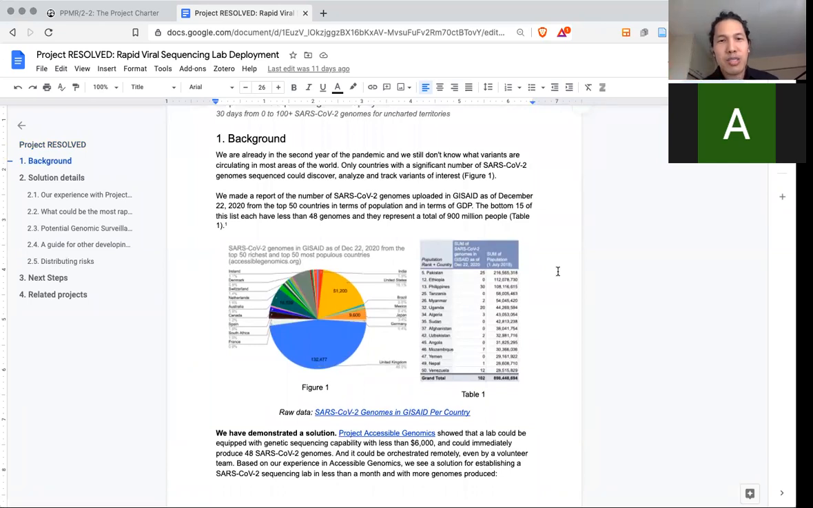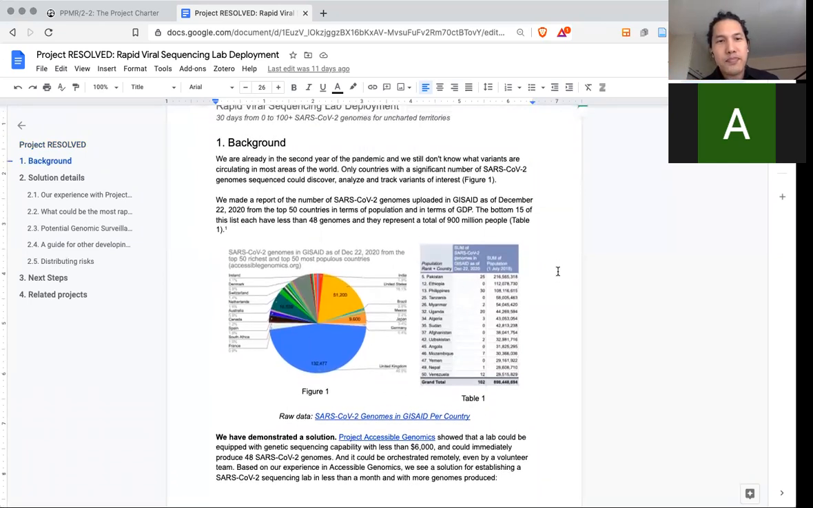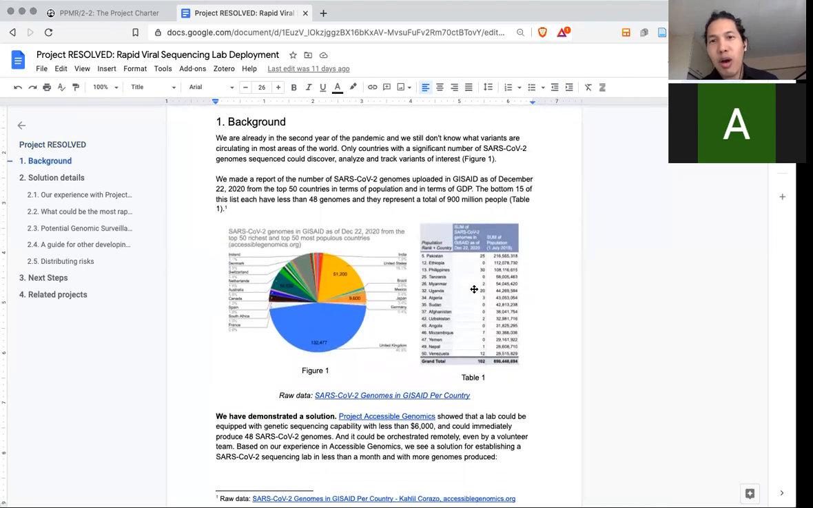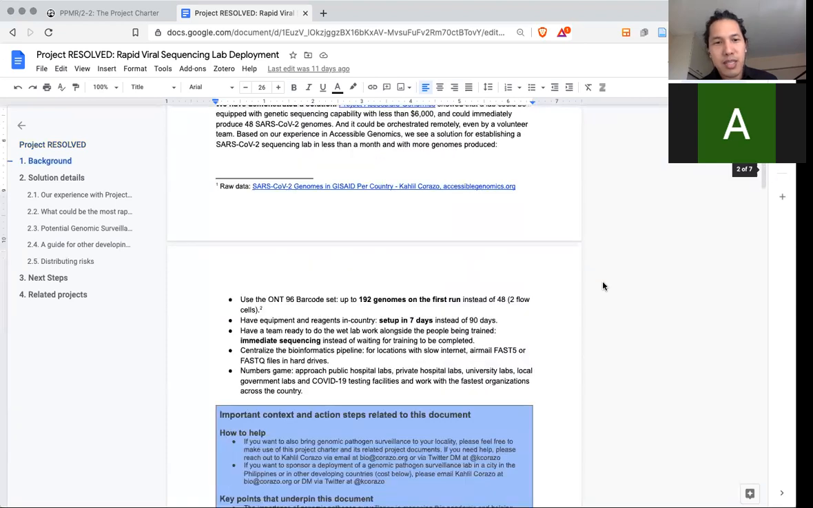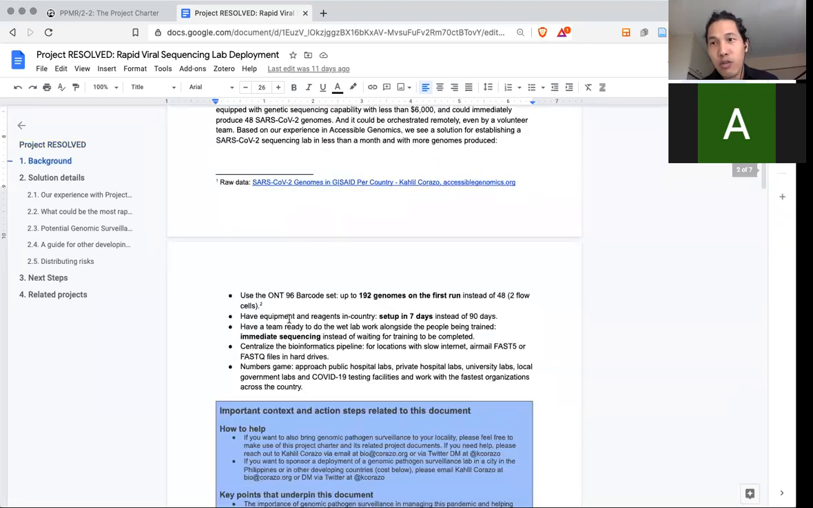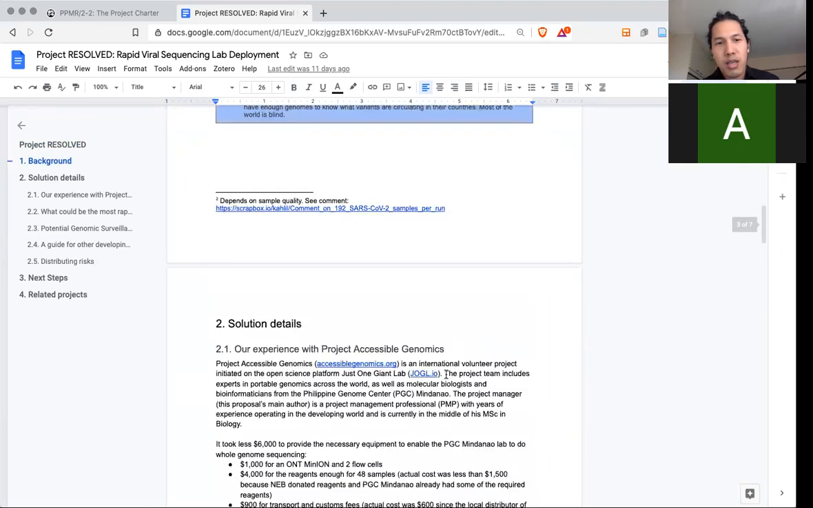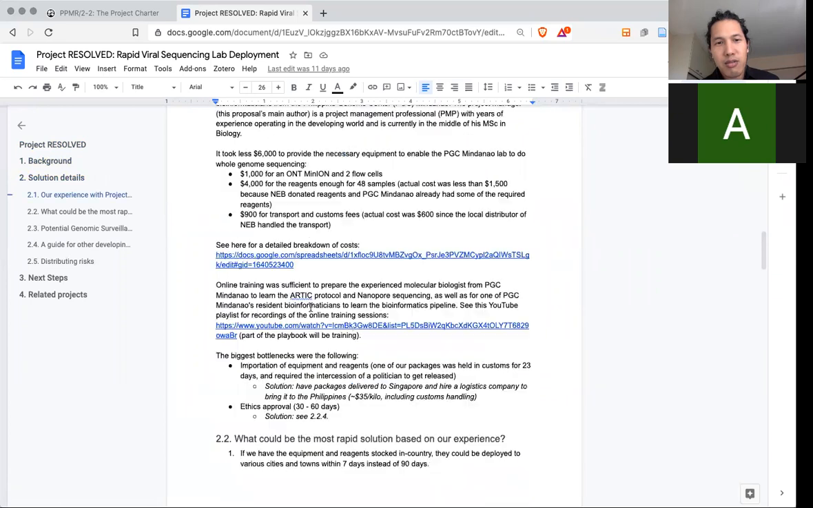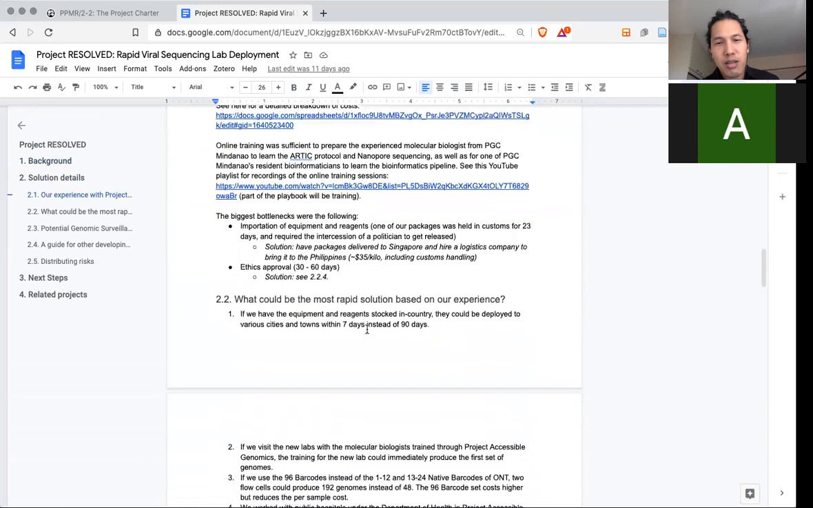Here I'm just persuading them why this is important, in this section, and then our summary of our solution for this project. And the next is really just the solutions here.